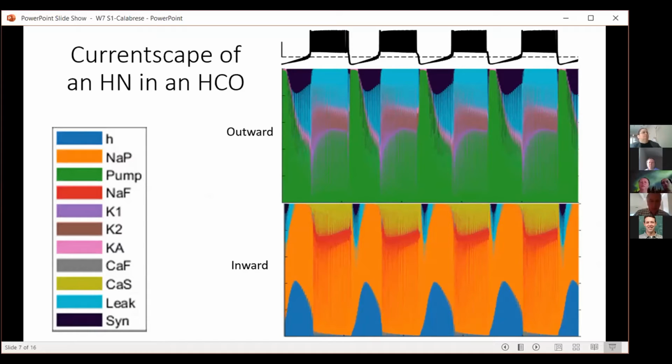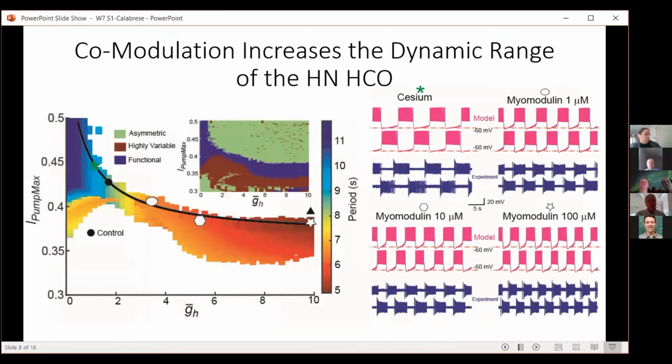Thanks. That's what the currentscapes give. All right, so here is something that Parker did, which I think is really fantastic. So here is a map of pump current, pump maximal current. So we are hypothesizing that myomodulin changes the max pump current.